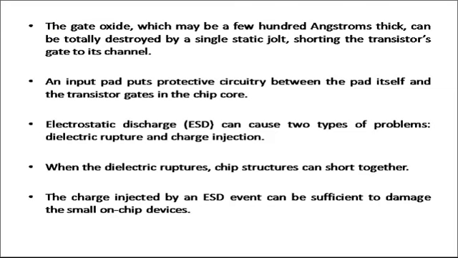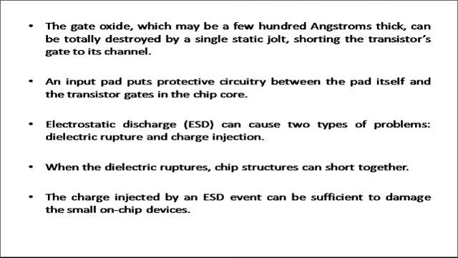The gate oxide, which may be very small, a few angstroms thick, that is 10 raised to minus 10 meter thick, can be totally destroyed by a single static volt. Actually it is a print mistake, it is not JOLT, it is VOLT. Shorting the transistor's gate to the channel. An input pad puts a protective circuitry between the pad itself and the transistor gate in the chip core.